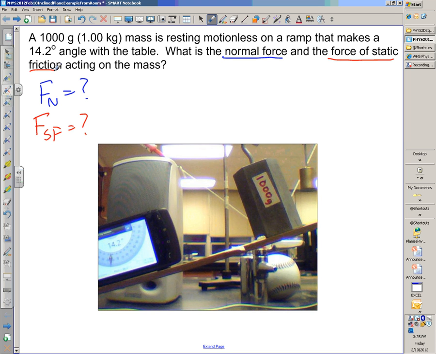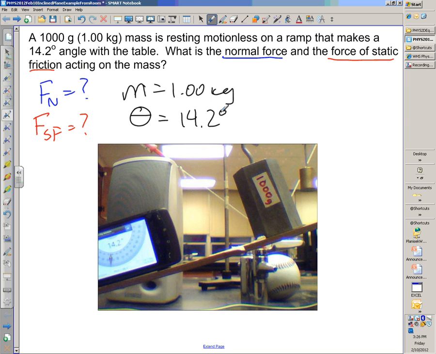There's two pieces of information that we know in this problem. The first one is the mass of the object. It tells us that it's 1.00 kilograms, so you don't have to do the conversion from grams to kilograms. I did it for you. Hopefully you know that one now. And then the angle theta in this problem is equal to 14.2 degrees. And that's my cell phone down there.